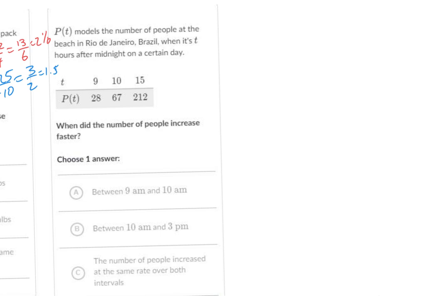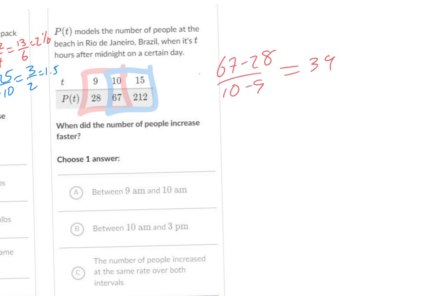All right, so hopefully you went through this and you had 2 options. You could either do this interval or this interval and see which one's the most. So if you do the first one, you'll get 67 minus 28 over 10 minus 9, and you should end up with 39. Do the next one, you're going to get 212 minus 67 over 15 minus 10. And 212 minus 67 is 145. 15 minus 10 is 5. And 145 divided by 5 is 29.